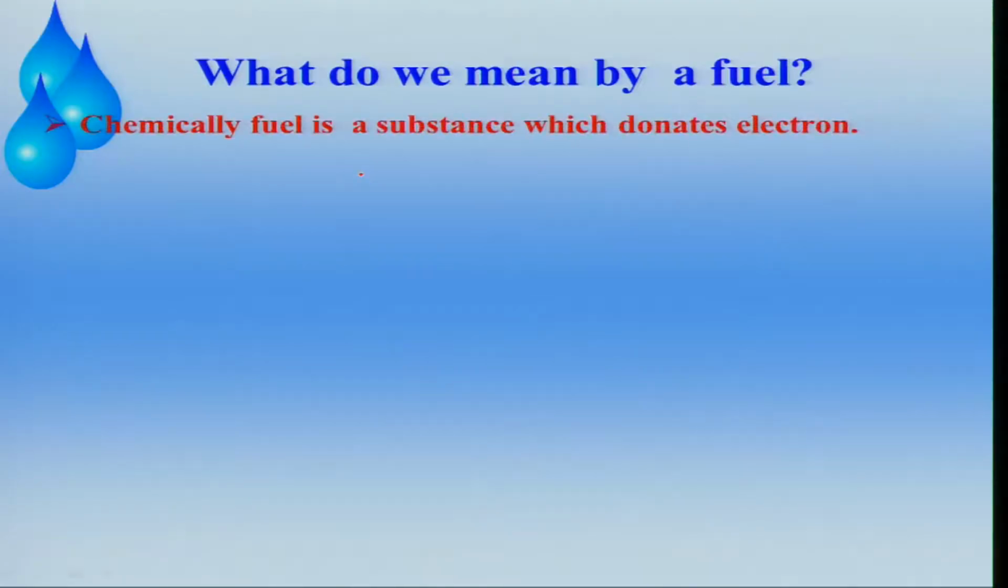So, chemically, a fuel is a substance which donates electrons. That means, what is happening during chemical reactions? There will be breaking of bonds and forming of bonds. And how does this breaking of bonds really occur? Because of the exchange of electrons at that level. Only then can it be broken and energy released, because whatever energy is there, you are trying to release it and use it for your purposes. That is the chemistry.